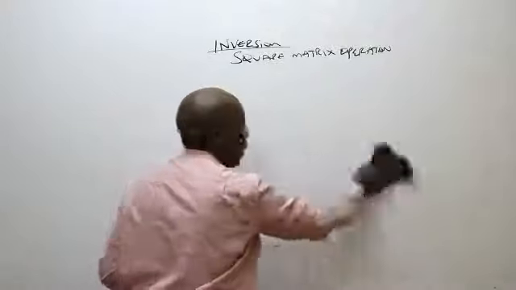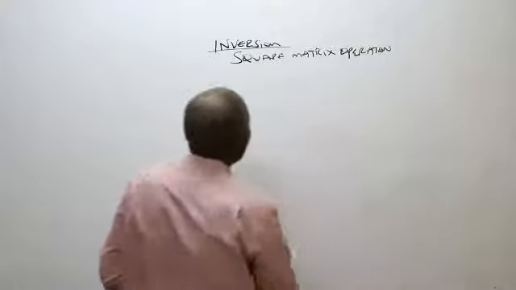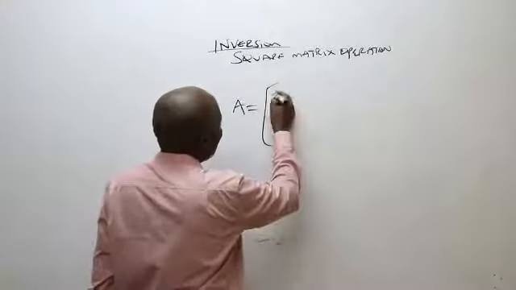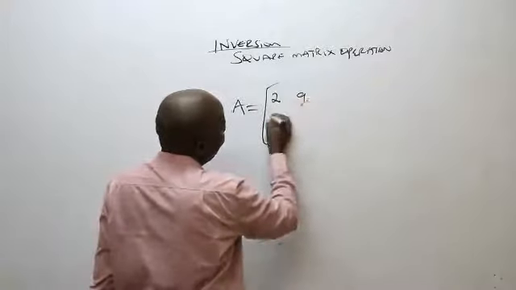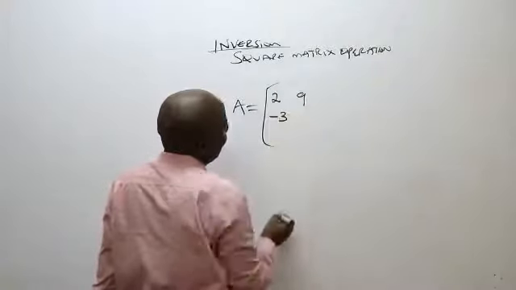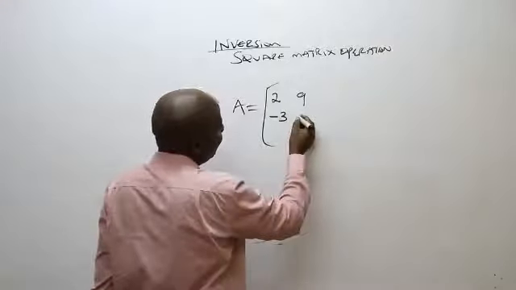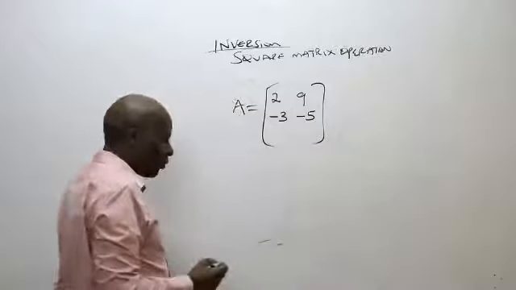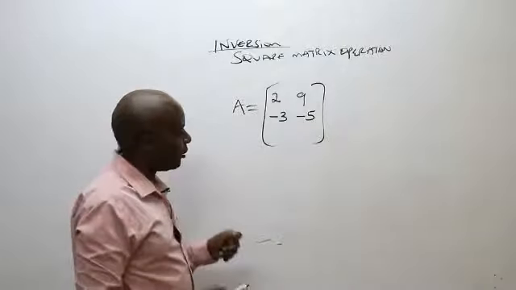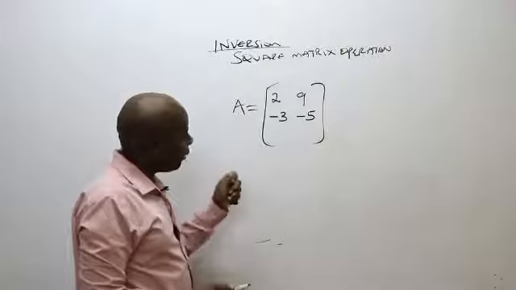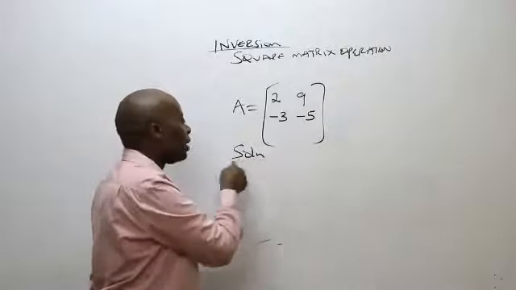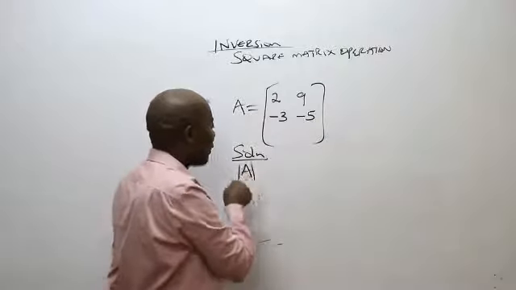Where they have given us, ladies and gentlemen, matrix A. So we have here 2, for example, 9, -3, and -5. If somebody gives us this kind of a matrix and wants us to ascertain the inverse, what we shall do, solution, the first thing we shall do is to define the determinant.